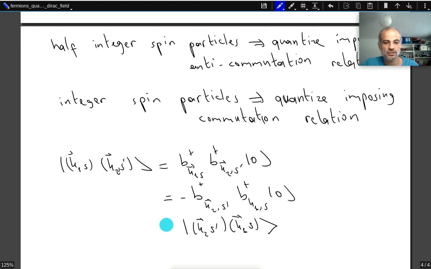So when I exchange the quantum numbers of the first and the second particle, that is when I exchange the particles themselves, the state acquires a minus sign. And hence the wave function of these fermion Dirac particles should be anti-symmetric.